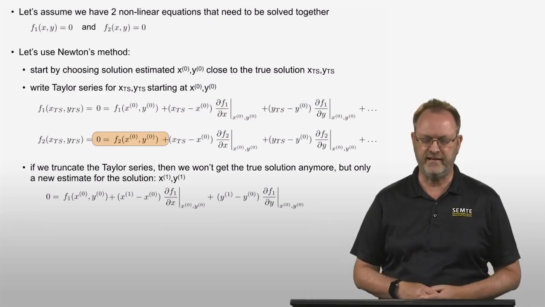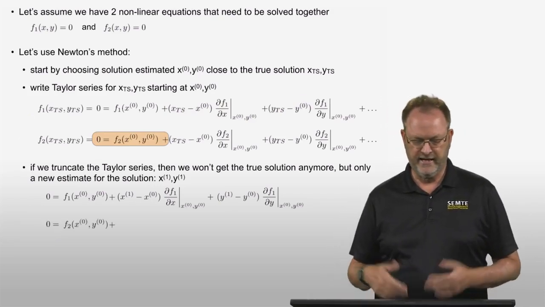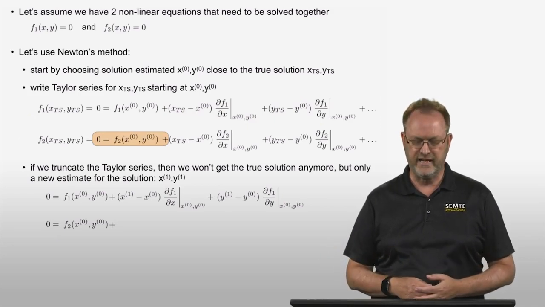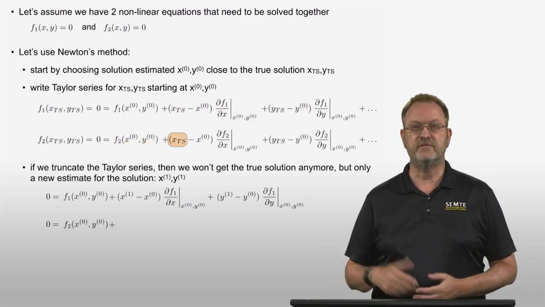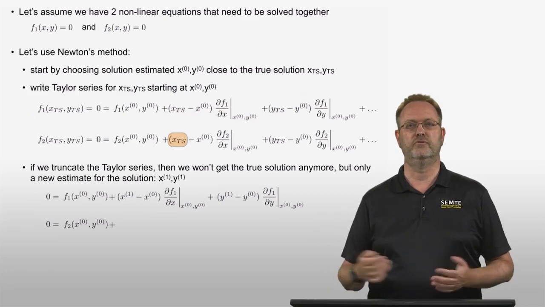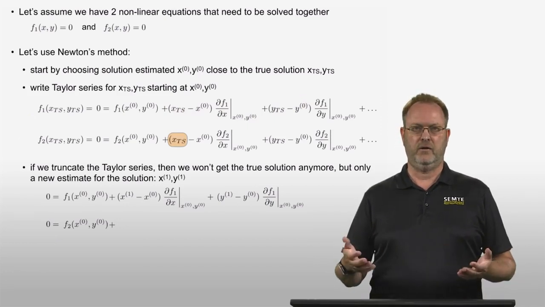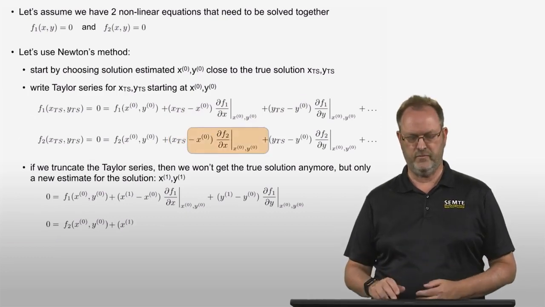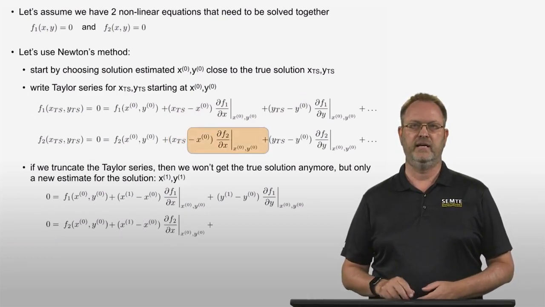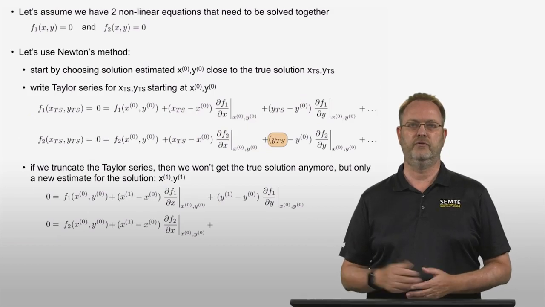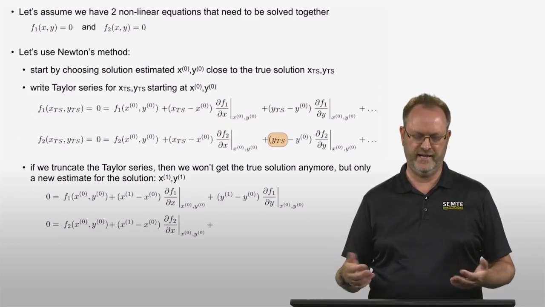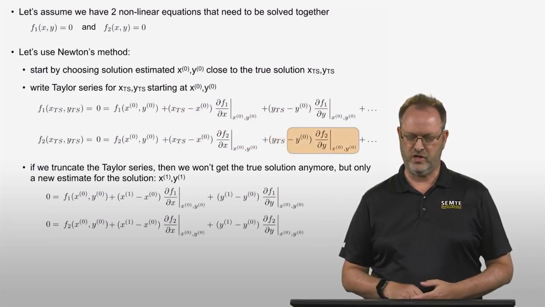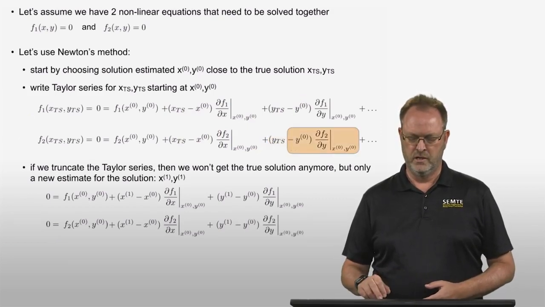Let's jump to the second equation. We start out again with 0 is equal to f2 evaluated at our initial guess x0, y0, plus, in this equation again, the true solution is replaced by our updated estimate x1, minus the rest that we just copy over, and then the y true solution in the second equation is replaced by y1, and the rest of the equation is just copied over.